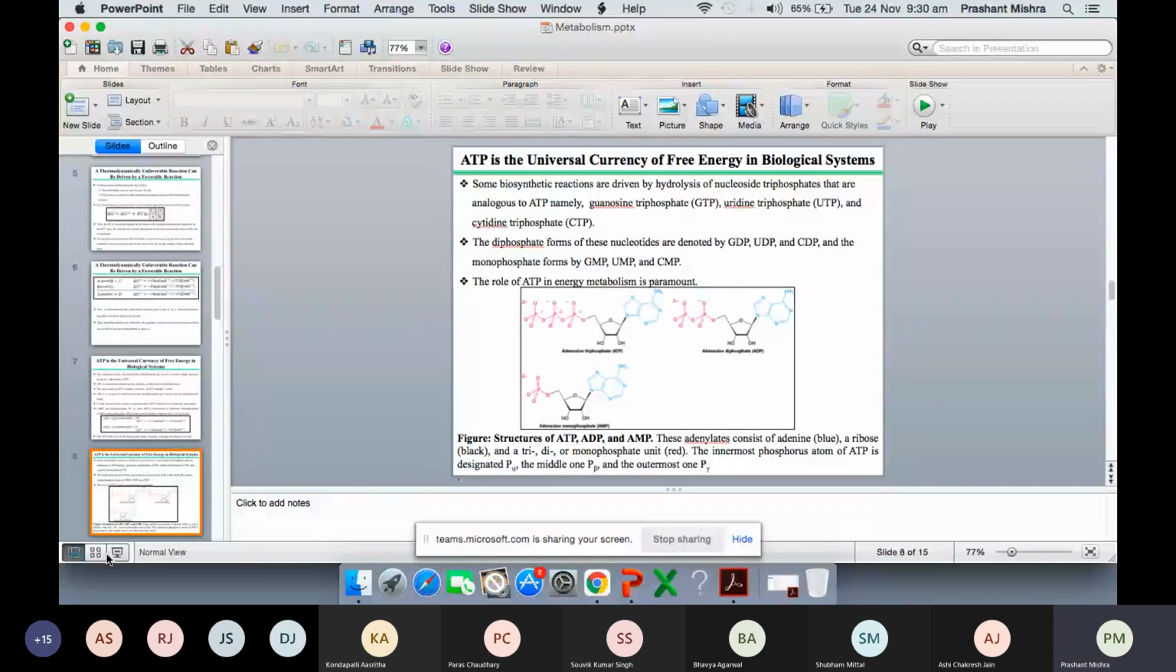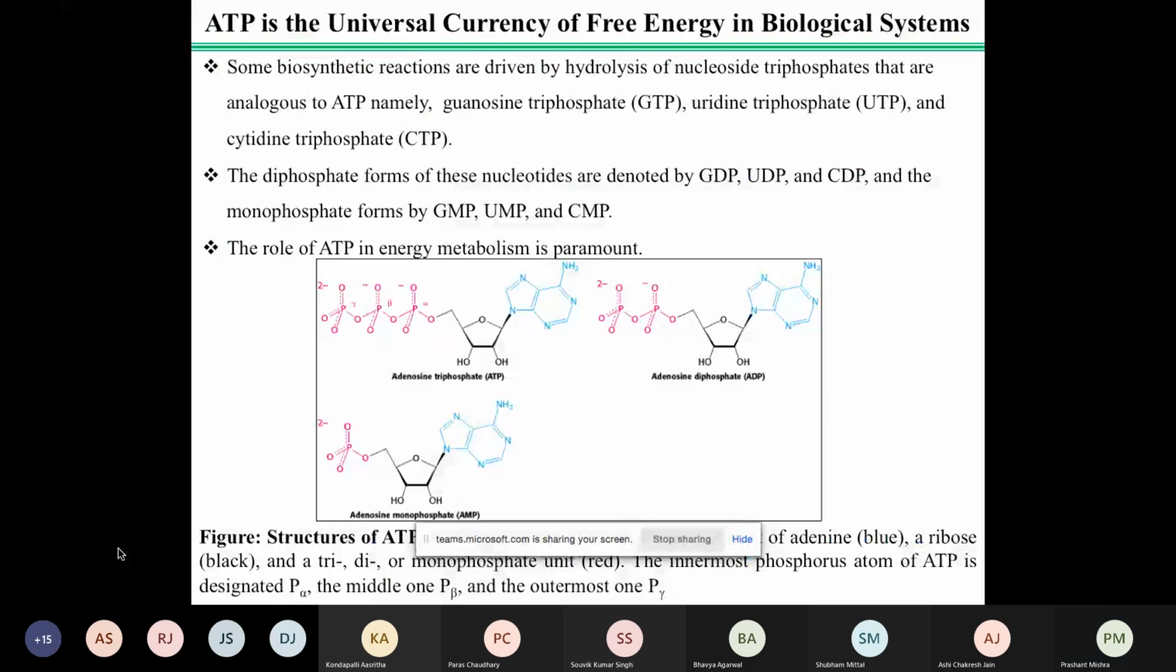So looking at this, can you see these molecules? You have ATP, the structure of ATP, ADP, and AMP. On the terminal residue, you have three phosphate groups which are present, and they all have a negative charge. So what we are going to talk about is some of the biosynthetic reactions are driven by the hydrolysis of this ATP.